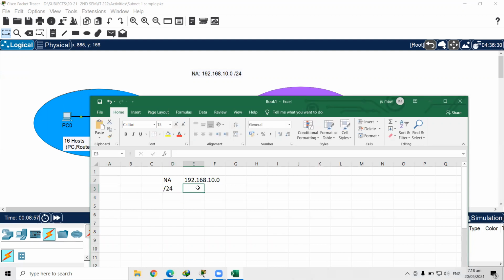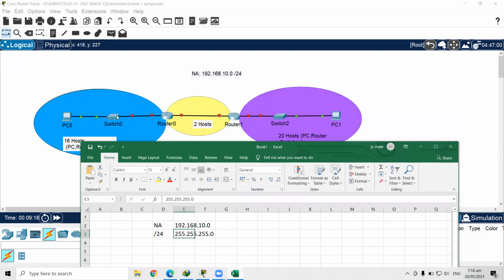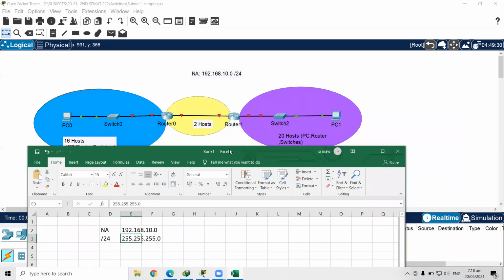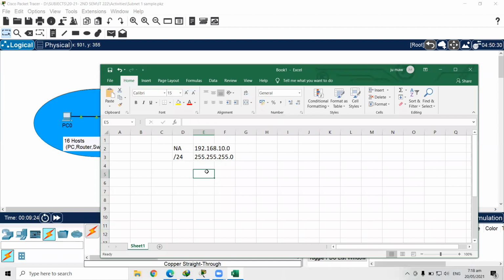/24 is equivalent siya sa 255.255.255.0. So yun yung equivalent ng /24. So network address given /24 is equivalent to this. Ang gagawin mo daw is you're going to create 3 subnets. So yung gagawin natin is magbaborrow tayo ng bits.